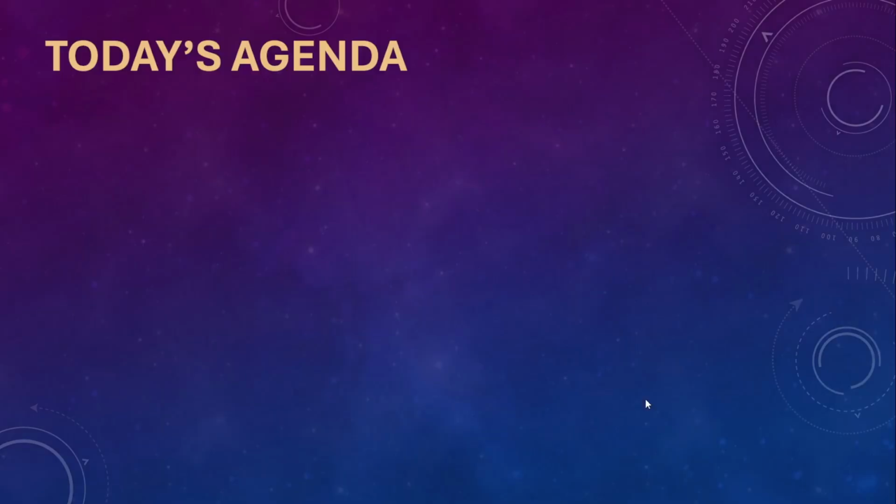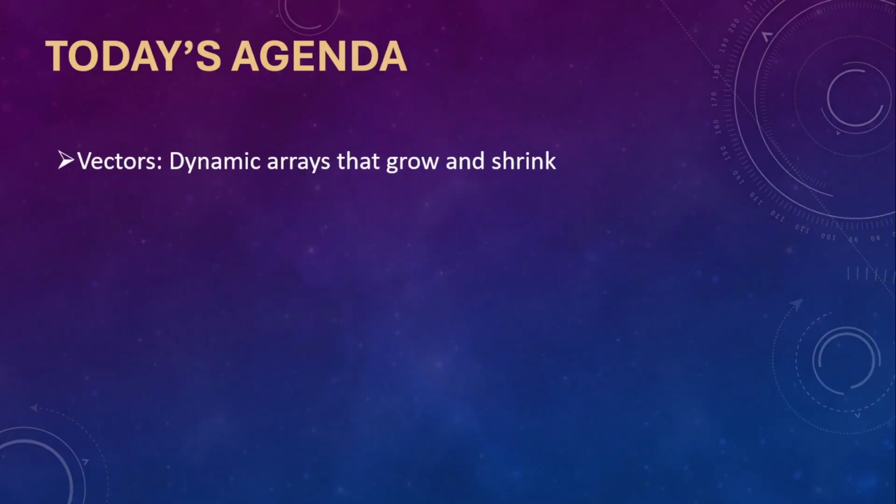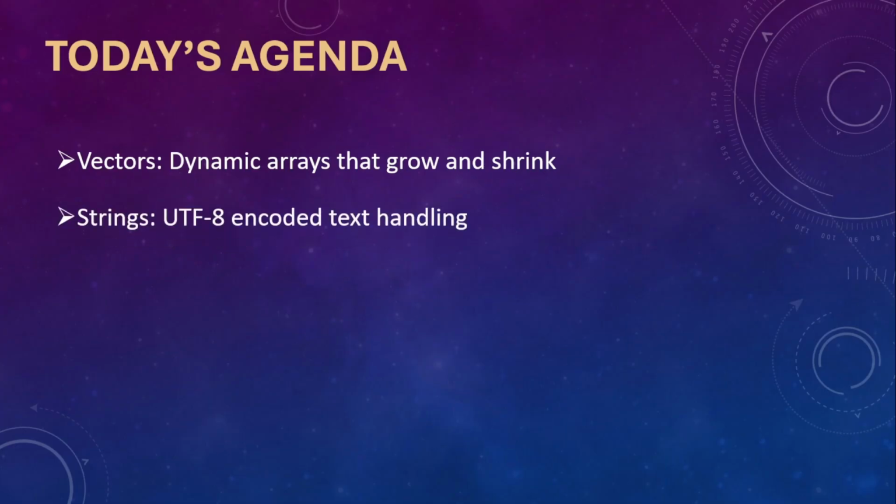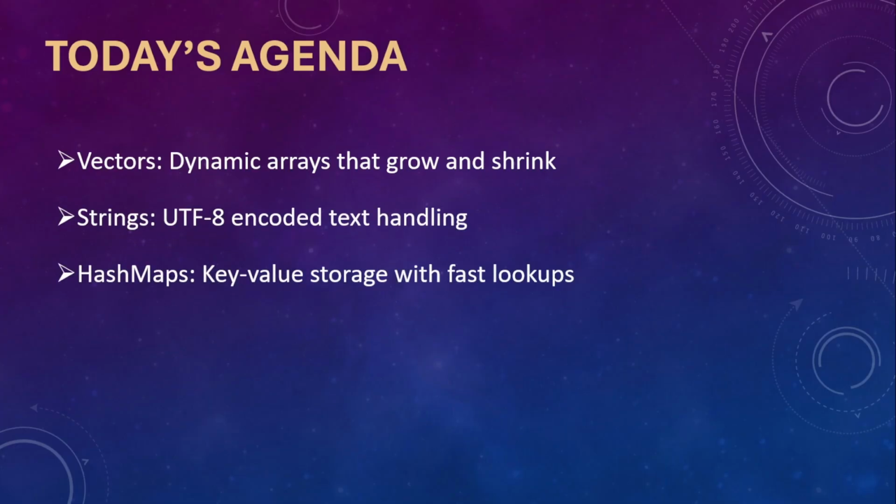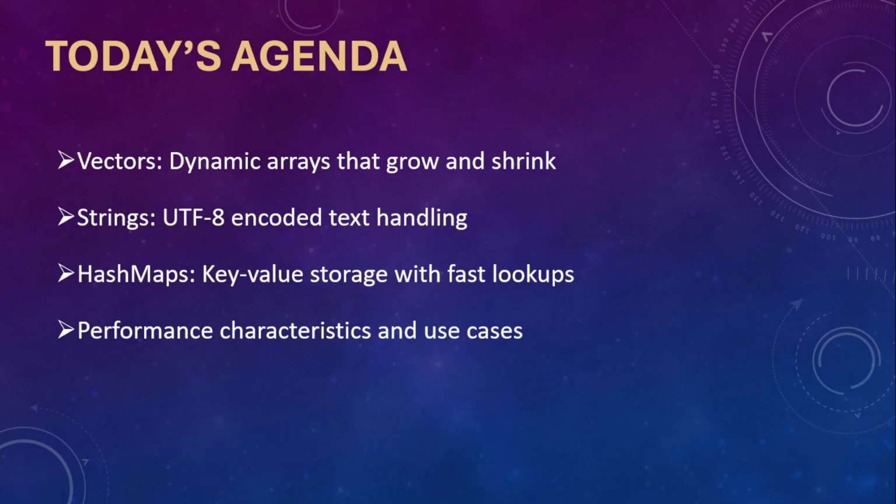Today we will discuss vectors, then we will discuss strings, followed by hash maps, which are used for key-value paired data storage. Then we will compare their performance with each other, and lastly we will check out some real-world collection patterns. Collections are essential for almost every real-world application.